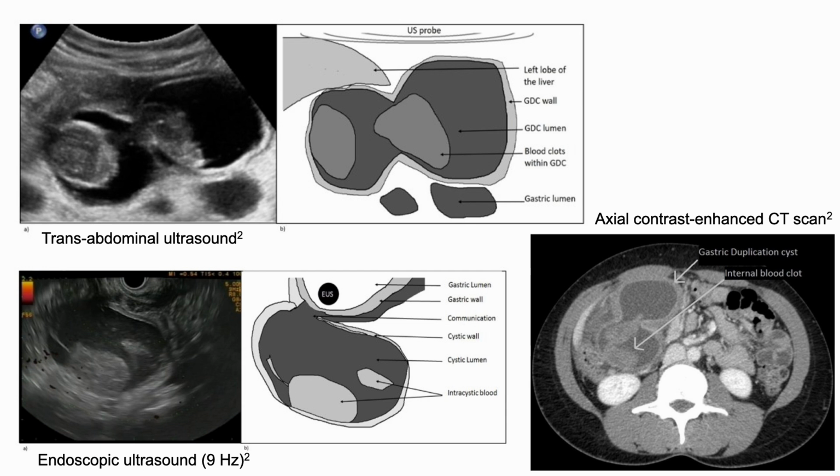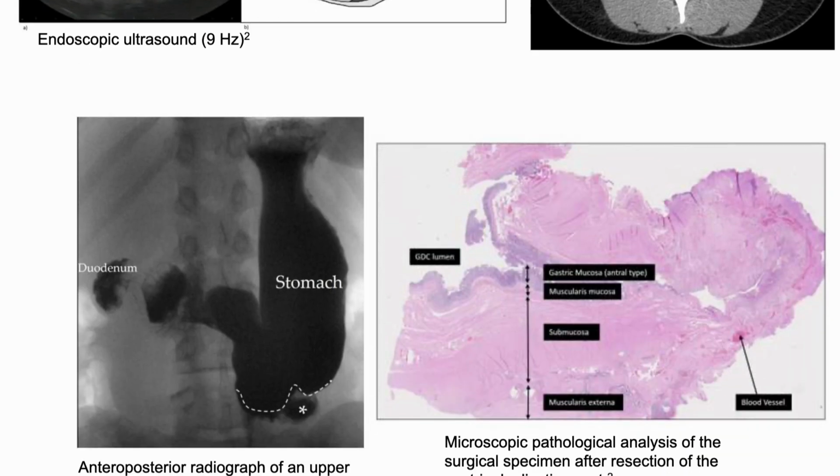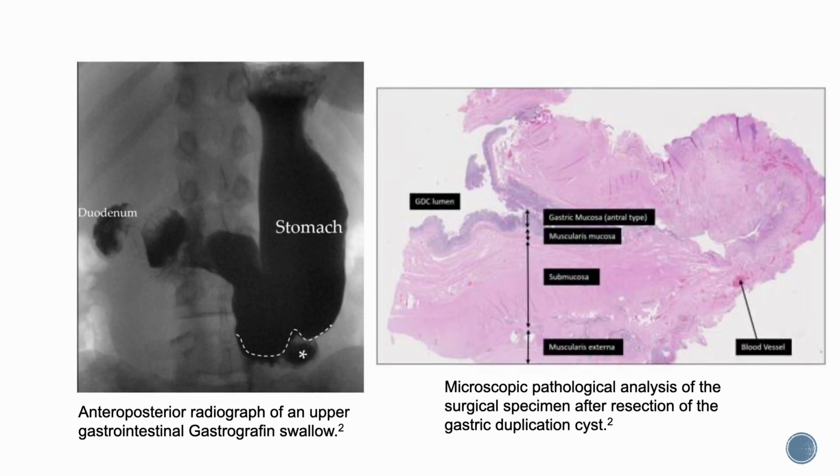The top left picture is an image of a transabdominal ultrasound. The bottom right is an axial contrast-enhanced CT scan, and the bottom left is an image of the endoscopic ultrasound. The image on the left is the anteroposterior radiograph of an upper gastrointestinal gastrographin swallow, and the image on the right shows the microscopic pathological analysis of the surgical specimen after resection of the gastric duplication cyst.